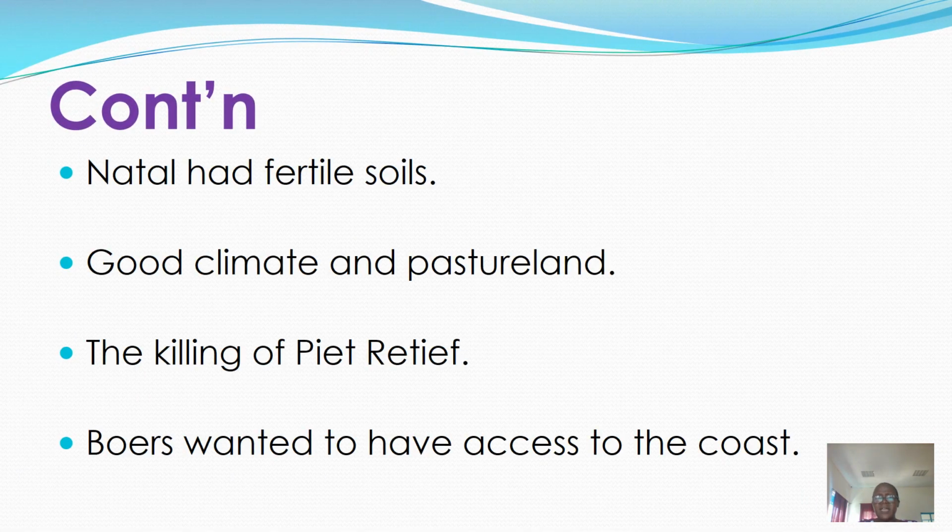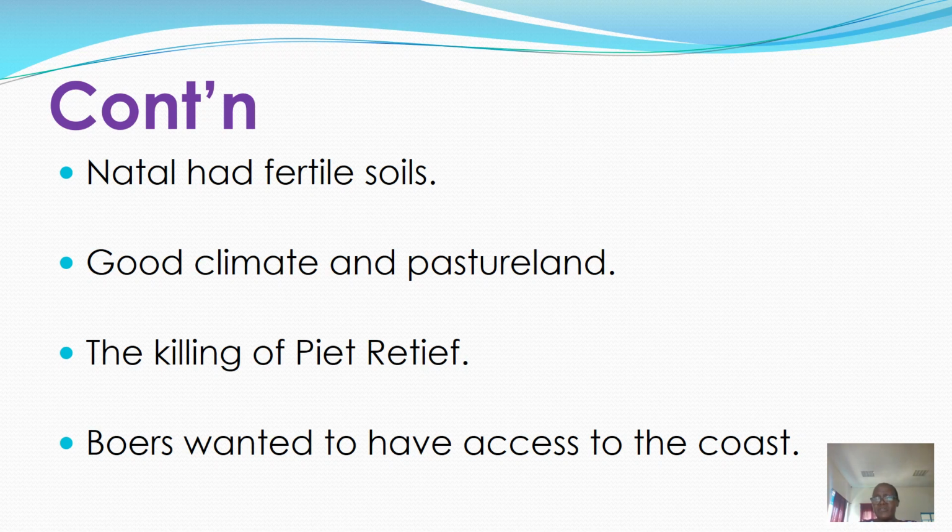And when they reached Natal, they found that the soils in Natal were very fertile. And remember, many of the Boers were farmers. So this motivated them to establish a republic there. And in addition, the climate was good. They had enough pasture land, which would necessitate farming, especially for those who were keepers of animals on a large scale.